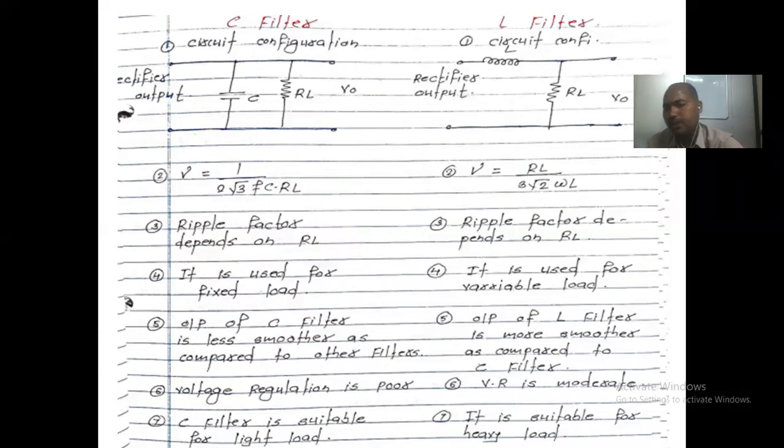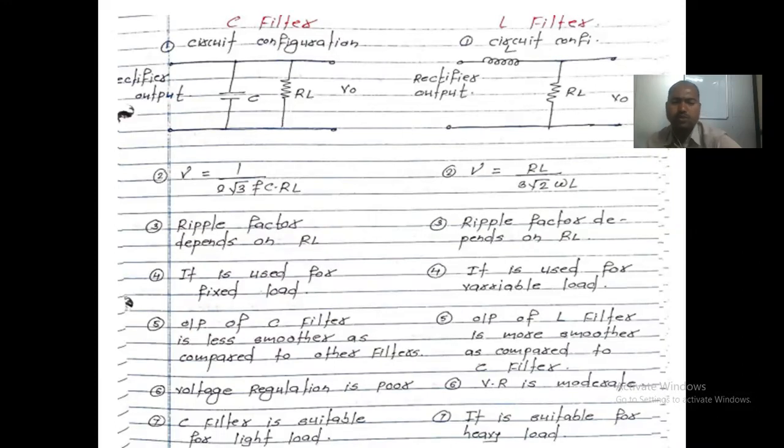The function of the inductor filter is that it only passes the DC signal. Sometimes it passes a small amount of AC component, but compared to the capacitor filter, it filters more DC. So the performance of the L type filter is smoother than that of the capacitor filter.